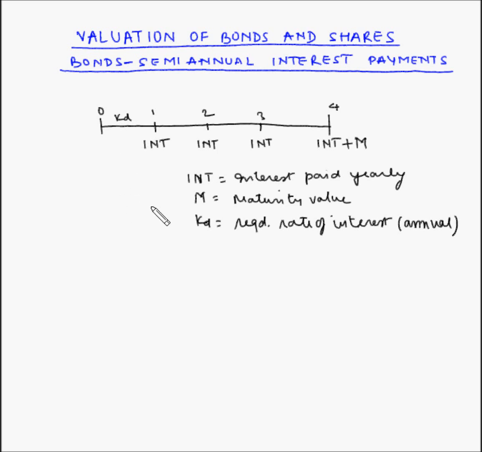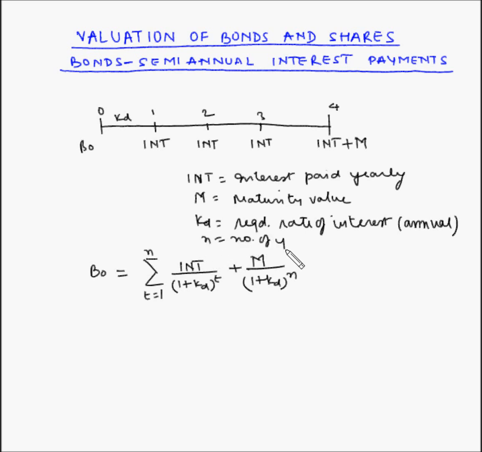So when the interest was being paid on an annual basis, we said that B0, the present value of the bond, is equal to sigma T equals 1 to N, INT divided by (1 plus KD) to the power T, plus M divided by (1 plus KD) to the power N, where N is the number of years to maturity. So in this case, N is 4.